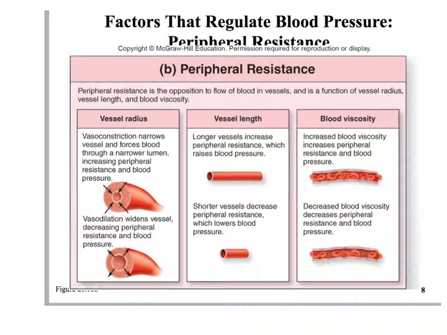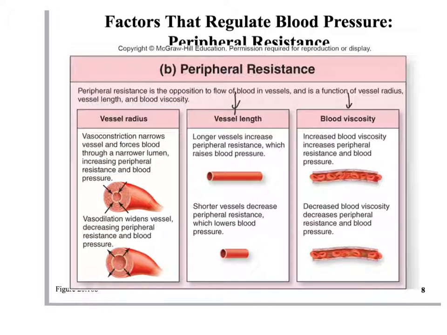All right, and then we can regulate peripheral resistance. Right, there are three things: vessel radius, vessel length. This vessel length tends to be pretty stagnant. Okay, it's really not going to lengthen very quickly. But the vessel radius is very quick, and blood viscosity, right, the thickness of blood. Again, these two things tend to be less time sensitive, while vessel radius is much more quick response. Right, the other two are longer time response.